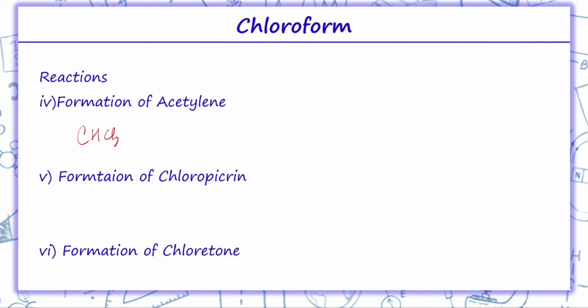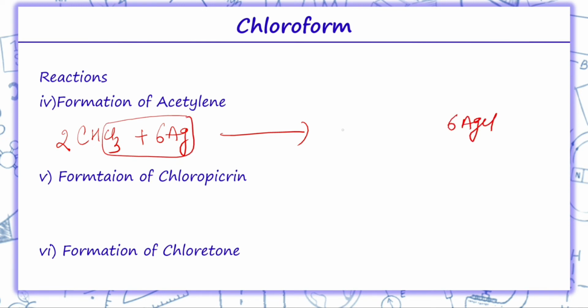So chloroform CHCl3, when it reacts with Ag, forms acetylene. Now what happens over here: 2 moles of chloroform we take, and here 6 Ag. So 6 AgCl is removed, and thus CH triple bond CH we get, which is acetylene.